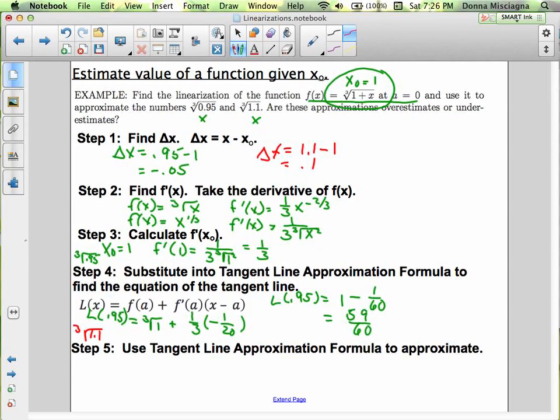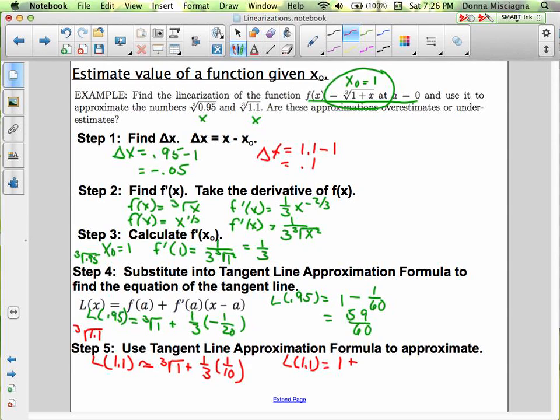Let's do the other one. 1.1 is approximately the cube root of 1 plus 1/3 times 1/10, and that is positive, because we're approximating something that's more, so we expect to add a little something to it. So L of 1.1 is approximately 1 plus 1/30, which is equal to 31/30. And we expect to get something a little less than 1 for the cube root of 0.95, and something a little more than 1 for the cube root of 1.1, given the cube root of 1 is 1.